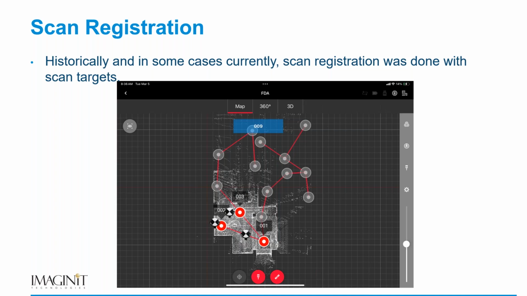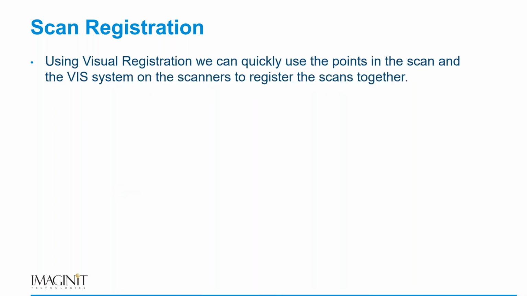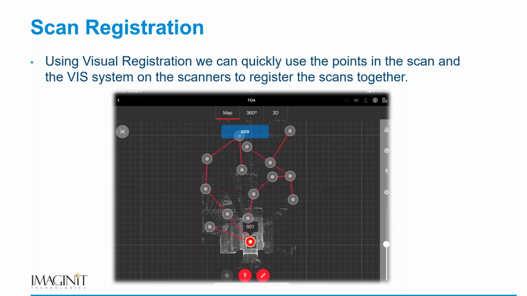Well, we don't necessarily have to do that anymore. We can come over and use visual registration, or depending on the scanner that we have, we can use the Viz system on those scanners. And by the way, that Viz system is in the RTC 360 and also the BLK 360 G2. And what that does is uses a series of cameras, an altimeter, and GPS system to be able to then go from scan to scan, and the scanner will know where each scan is. So as we go along, we run Scan 1, and then we simply run Scan 2.